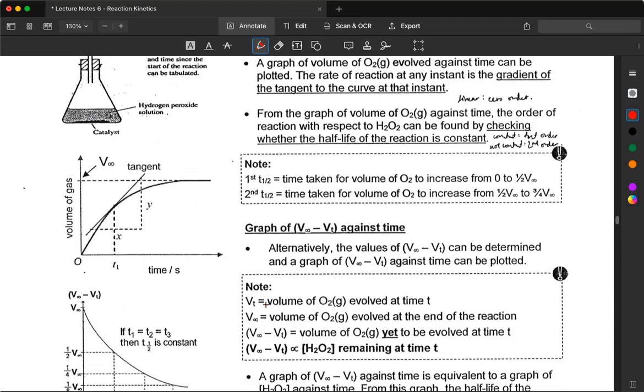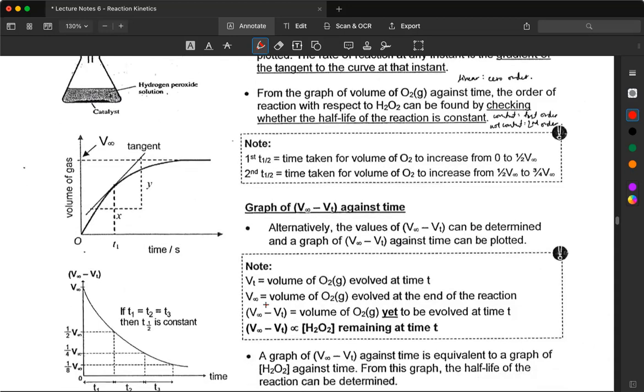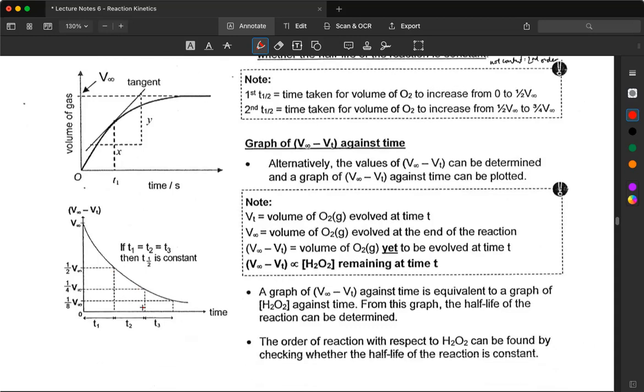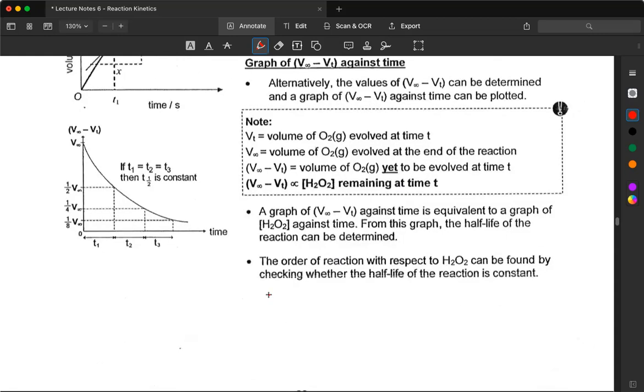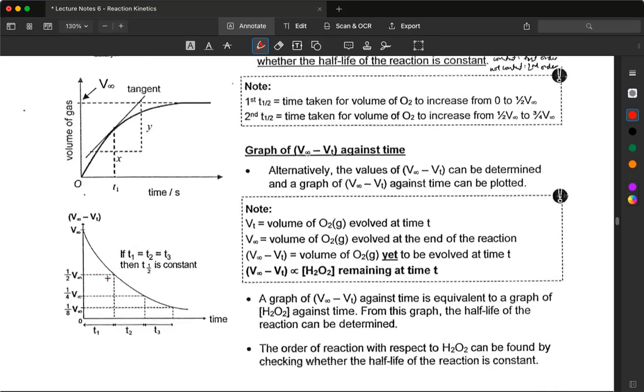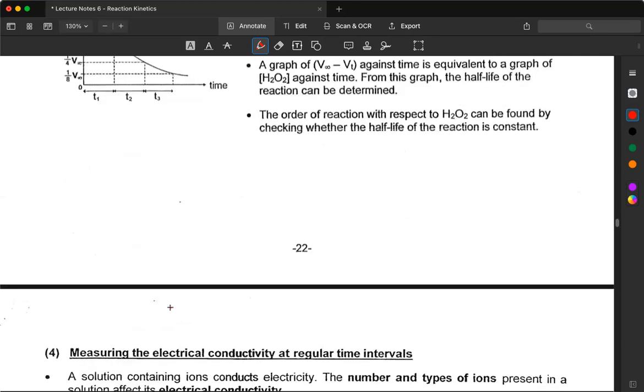Now, you can actually take the change in volume also. Either you measure the volume of gas directly or you measure a change in volume, but the graph will be different. It will be a graph with a decreasing gradient, moving downward. The graph has a negative gradient in that case. Okay, you can also check the half-life as well, which is actually easier to get in this method.